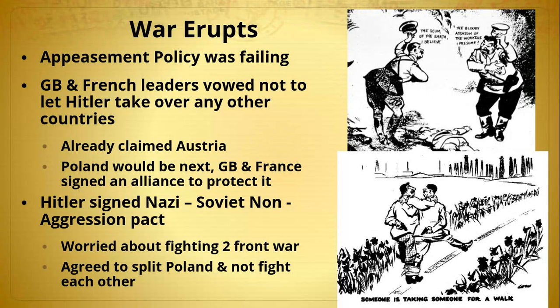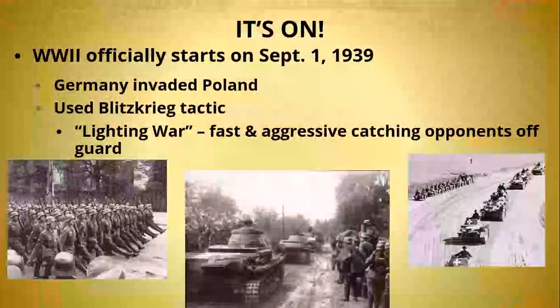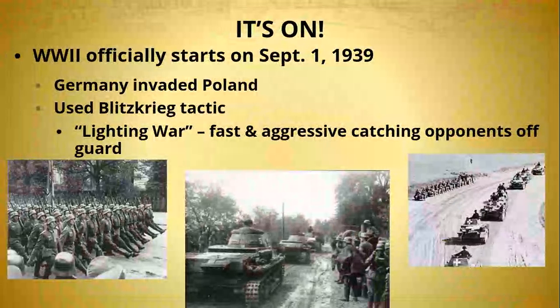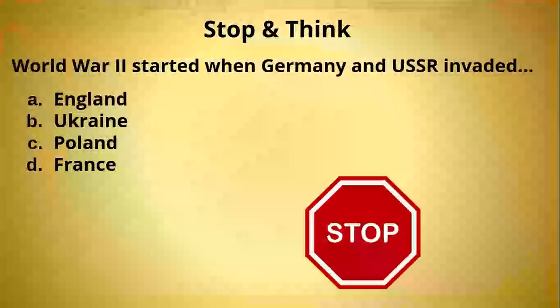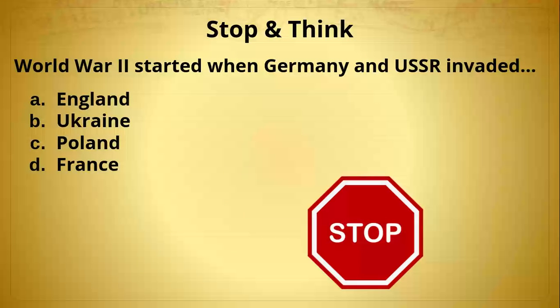So, what did they do? They agreed to both invade and split Poland on September 1st of 1939, which officially starts World War II. So, through the different domino effects we've talked about with mania and alliances, particularly with homies helping homies, this is where World War II is going to kickstart for most of the countries in Europe. So, World War II started when Germany and the Soviet Union invaded which country?